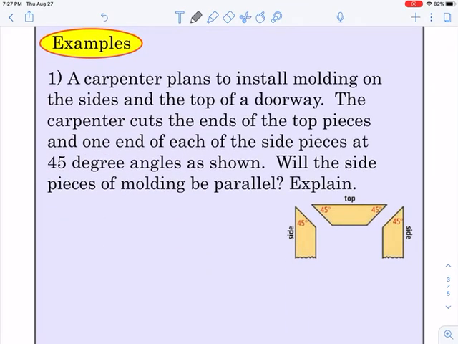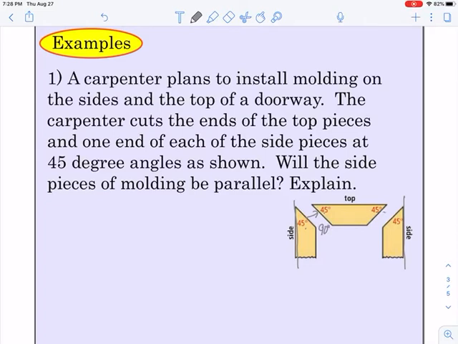Okay, a carpenter plans to install molding on the sides and the top of a doorway. The carpenter cuts the ends of the top pieces and one end of the side pieces at 45 degree angles as shown. Will the side pieces of molding be parallel, and explain? So what we're really asking is, is this going to be parallel to this when we put that together. So if I move this piece into here to put that together, the 45 and the 45 are going to end up forming a 90 degree angle.